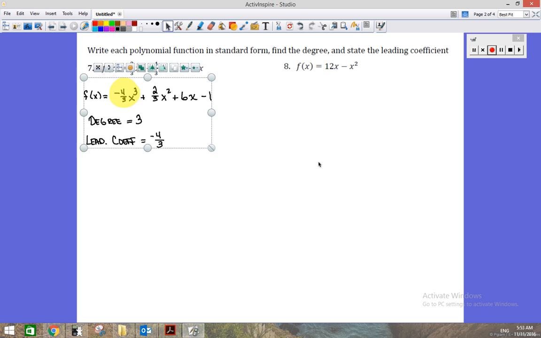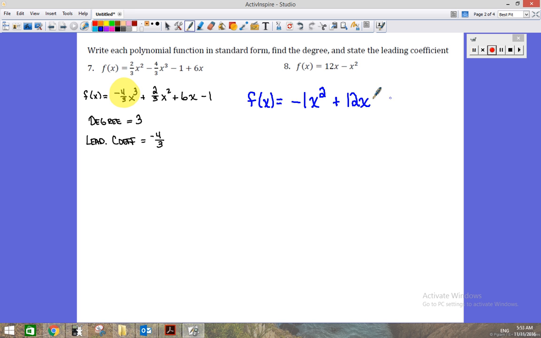Problem number 8 is the same idea. We've got this negative sign, and I'm going to put negative 1 there, plus 12x. We don't have a constant term. Then it didn't ask. I'm surprised that we didn't identify the constant term. The leading term contains our information. The degree of this polynomial is 2, and the leading coefficient is a negative 1.